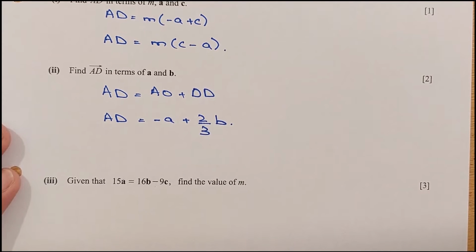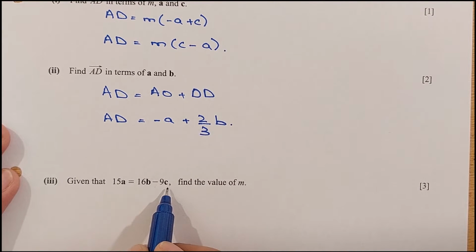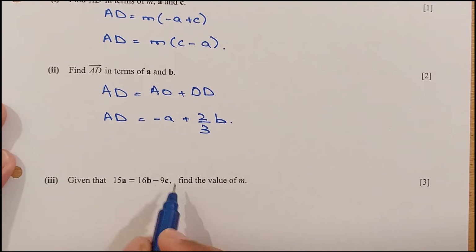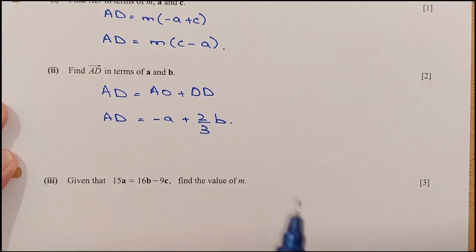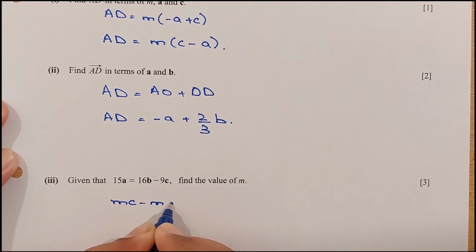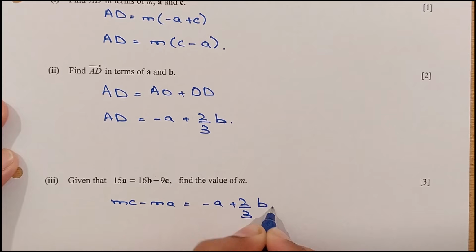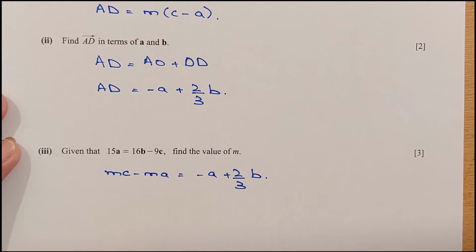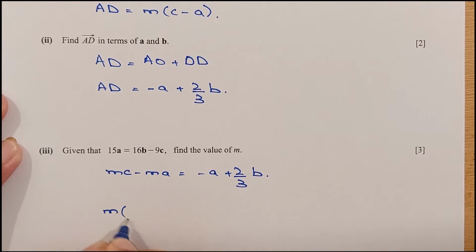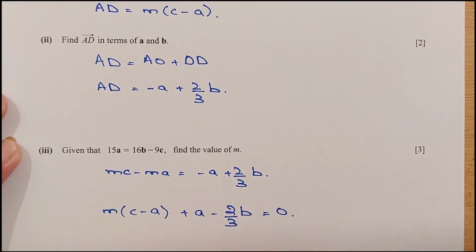Now for the third part, given that 15A plus 16B minus 9C, find the value of M. To get M, let me compare the AD values. AD equals AD, so MC minus MA equals minus A plus 2 by 3 of B. Let me simplify this, shifting all the terms to one side: MC minus MA plus A minus 2 by 3 B equals 0.